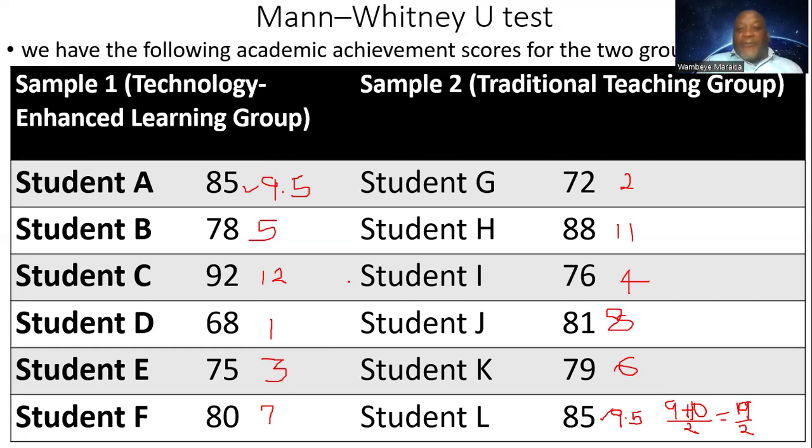Then after I have finished ranking, I will do the addition of each rank. I will add all these ranks together on this side of sample 1, and I will do the same on this side of sample 2, so that I'll be able to get the sum total of the ranks.